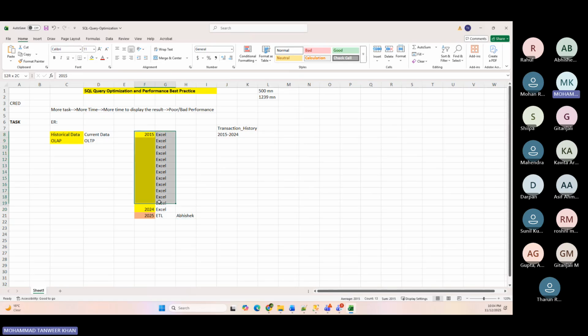Okay, all this data which you have loaded in the transaction history table is good. Everything is fine. This is known as OLAP, Online Analytical Processing. Okay, this story is over.